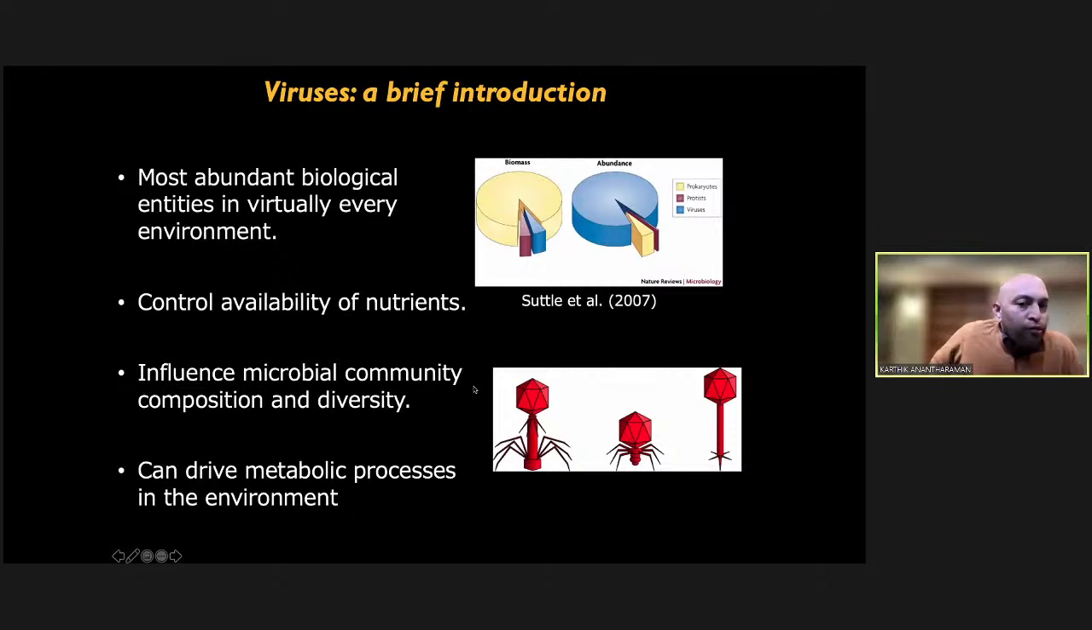So let me start off with a very brief introduction about viruses. When you think of viruses, viruses really are the most abundant biological entities in virtually every environment. They are very abundant. They control the availability of nutrients. They can kill bacteria as well as other organisms, and in doing so, they influence microbial community composition and diversity.